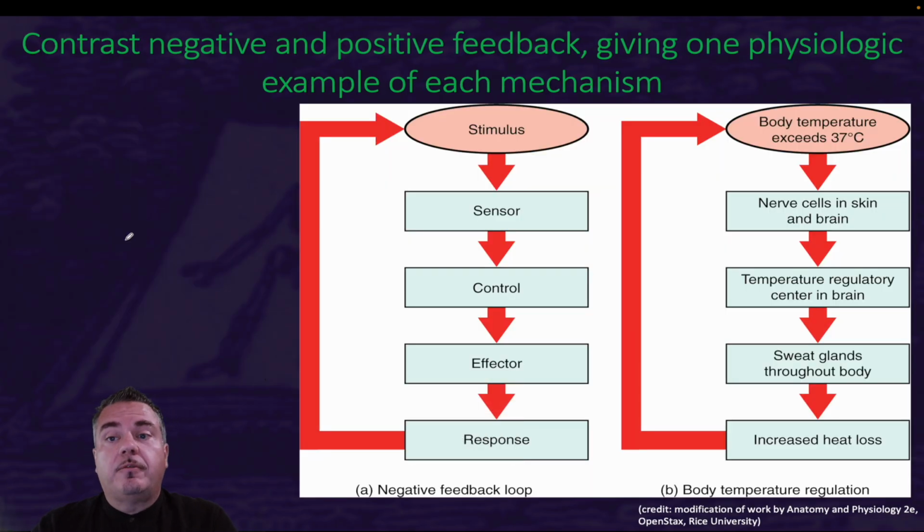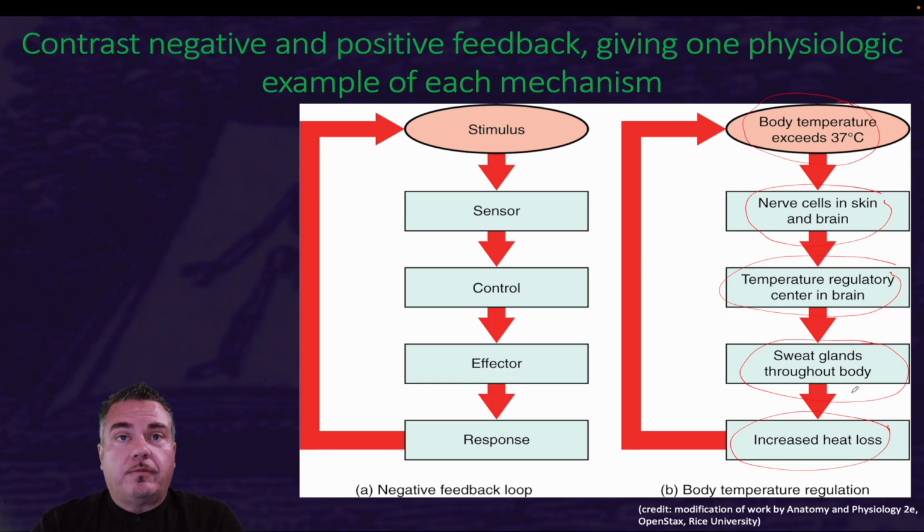More related to human physiology: we want to set body temperature. Let's say that our body temperature exceeds 37 degrees Celsius. The nerve cells in the skin and brain are a sensor to detect that. The temperature regulatory center of the brain is what notices that it's not in the range we want it to be in. So then the sweat glands throughout your body start to produce sweat, which increases heat loss. So we start to drop our body temperature. The system works very similarly to how your central air conditioner works inside your house.